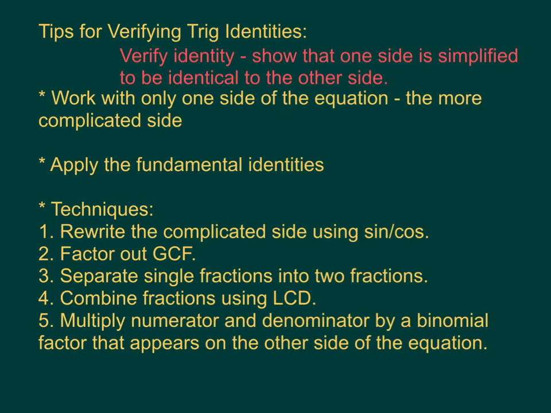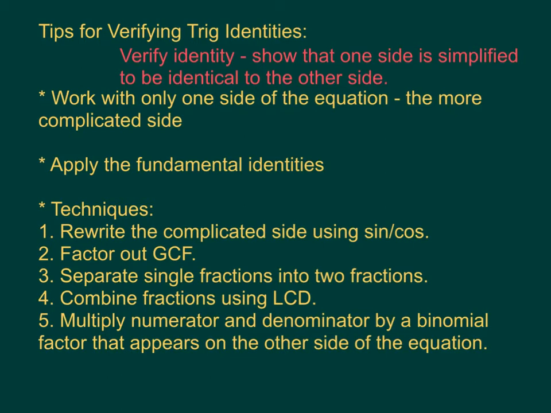And specific techniques to use, number one, rewrite the complicated side using sine and cosine. Factor out a GCF. Separate single fractions into two fractions. Combine fractions using least common denominator. So that means get the common denominator and you can combine them. And number 5 says to multiply the numerator and the denominator by a binomial factor. That means two terms that you actually see on the other side of the equation.